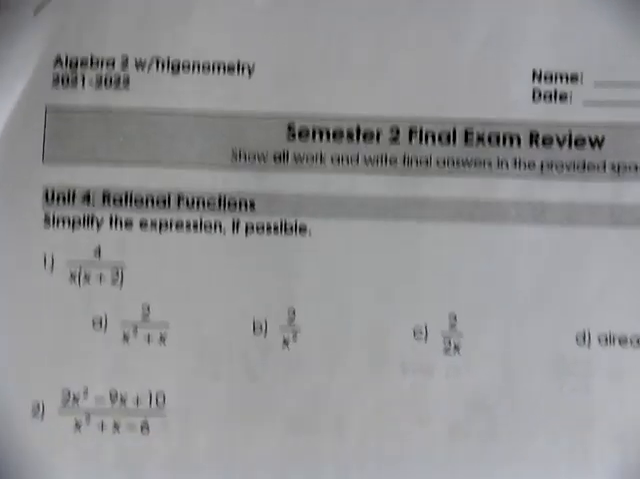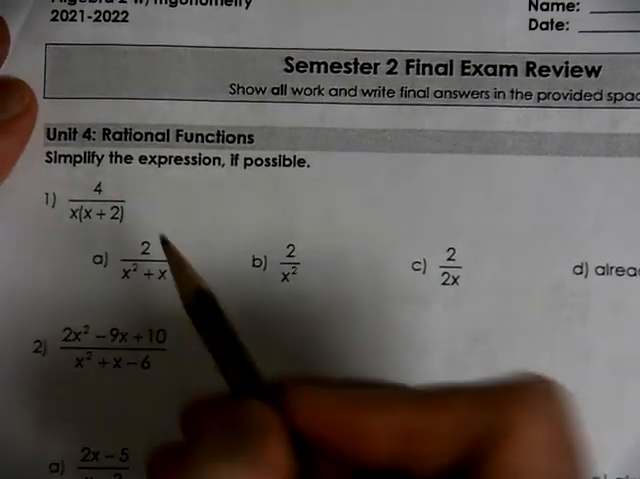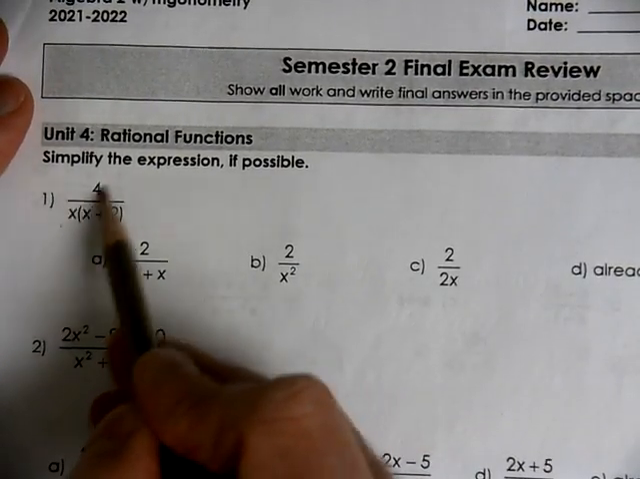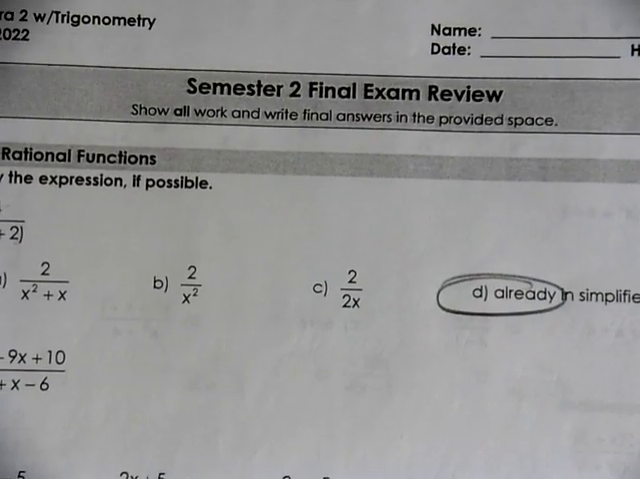All right, now I'm going to actually jump back to the final section. All right, it's the final section of the exam review. Kind of do this out of order. Okay, here we would cross things off if we could. We cannot reduce the 4 and the 2. This is already simplified.